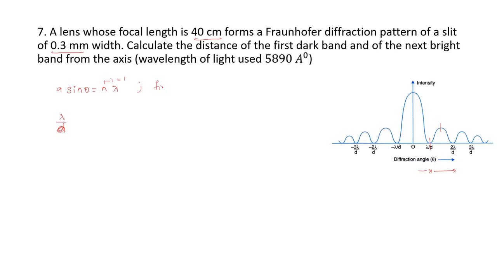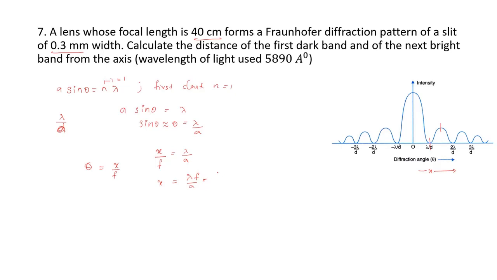So first dark band is at n equal to 1. For n equal to 1, this equation becomes a sin theta is equal to lambda, and sin theta is approximately equal to theta for small angles, so theta is equal to lambda by a. We have an equation for theta which can be observed from the geometry of the arrangement, that is theta is given by x by f. Therefore x, the geometrical distance: x by f is equal to lambda by a, and x is equal to lambda f by a.